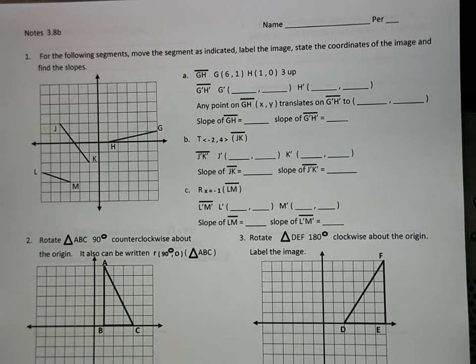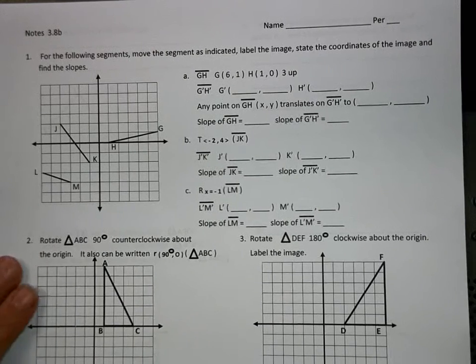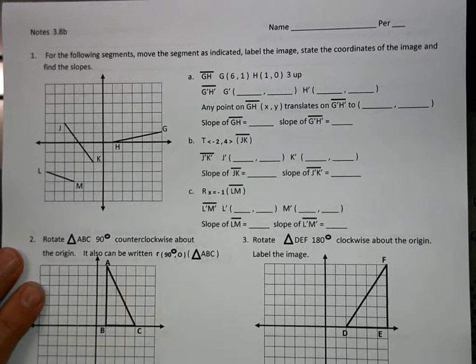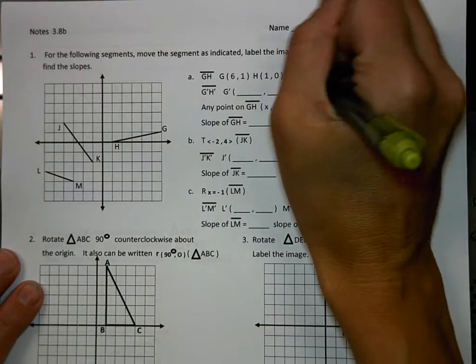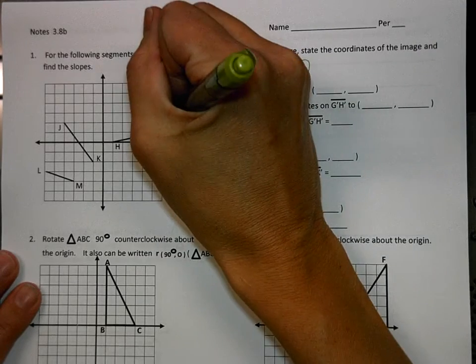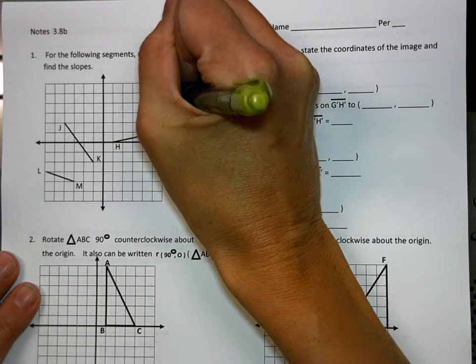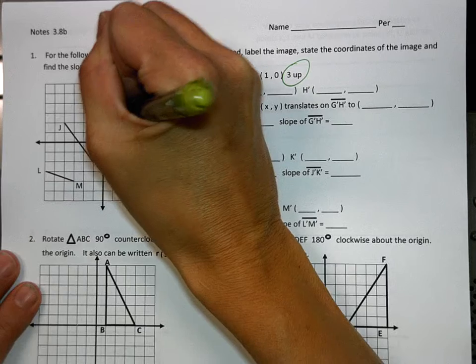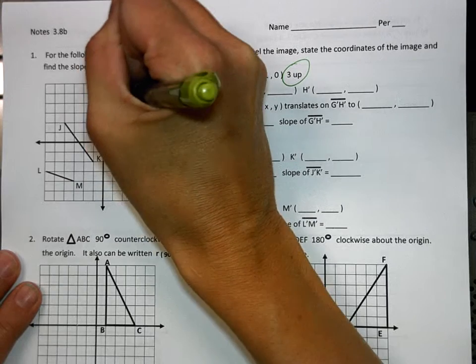Math 2, Section 3.8b. So today we're going to go ahead and continue on and talk a little bit more about translations, reflections, rotations. So if you look here at 1a, we have segment GH. And the instructions are to translate that 3 up. So from G and H, we're going to go 3 up, and we'll make our G prime and our H prime.